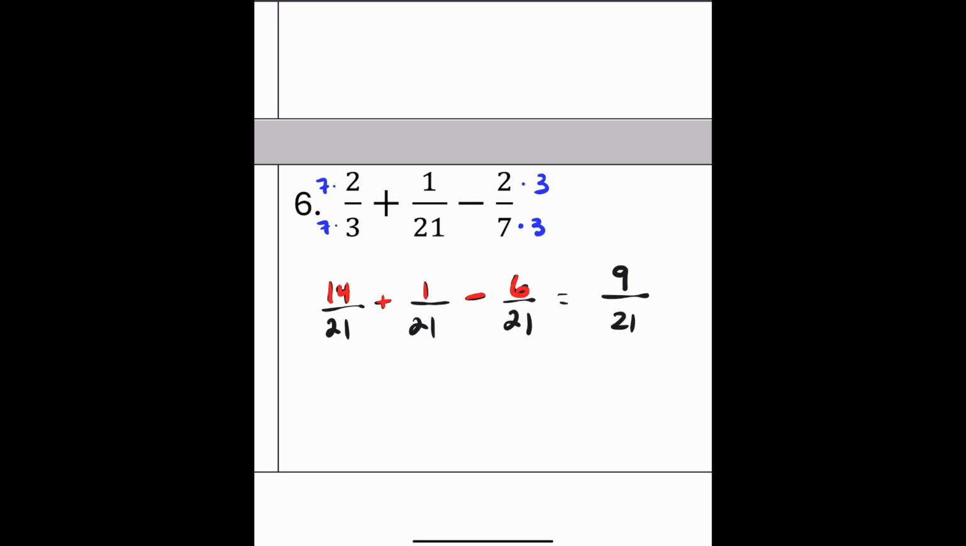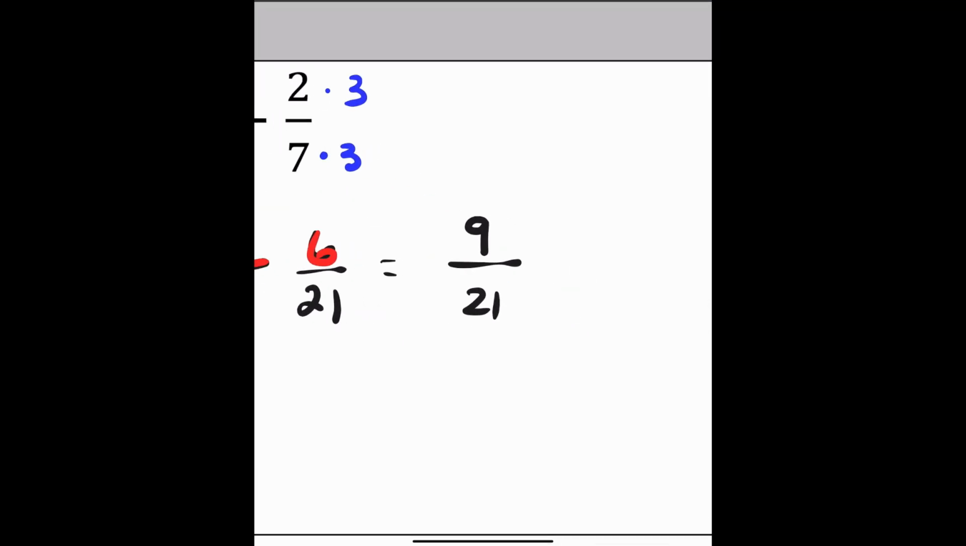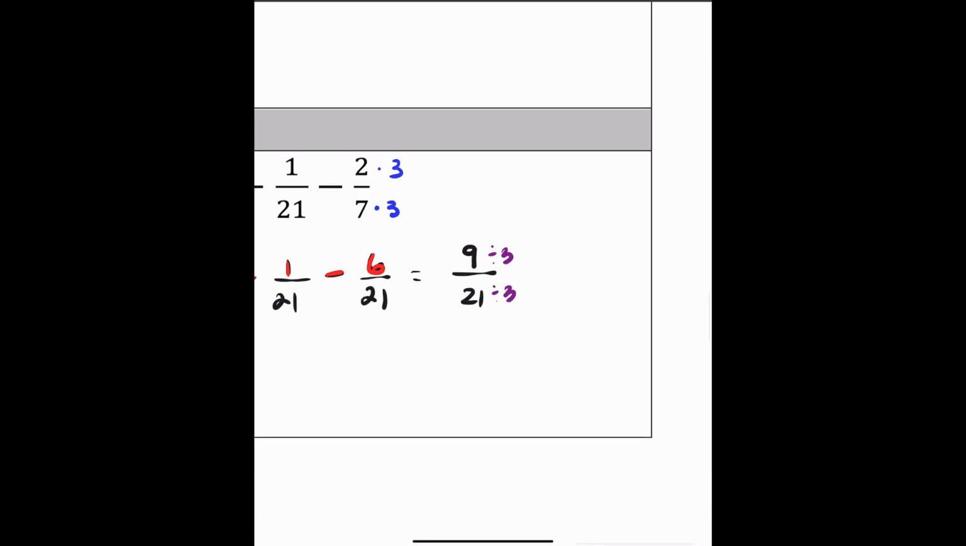Is it possible for me to reduce this? Well, what is the largest number that goes into 9 and 21 at the same time? 3. So I will divide the top and the bottom by 3. So 9 divided by 3 is just 3, and 21 divided by 3 is 7. So the answer is 3 over 7. Okay?